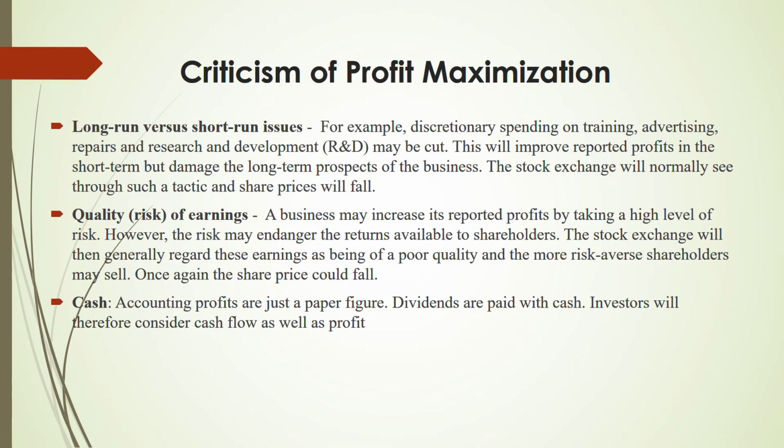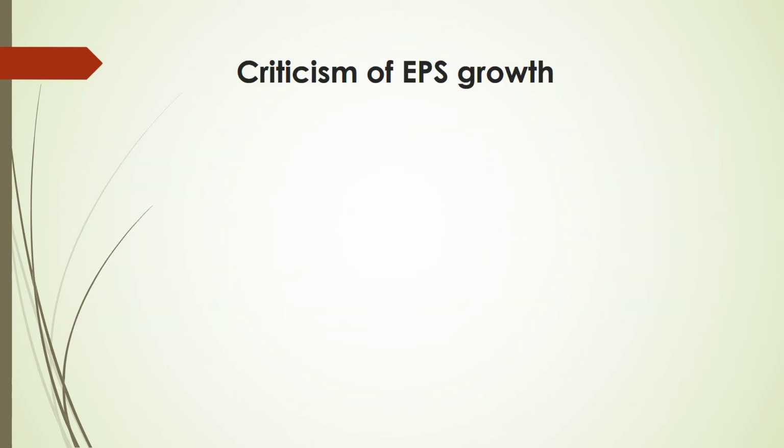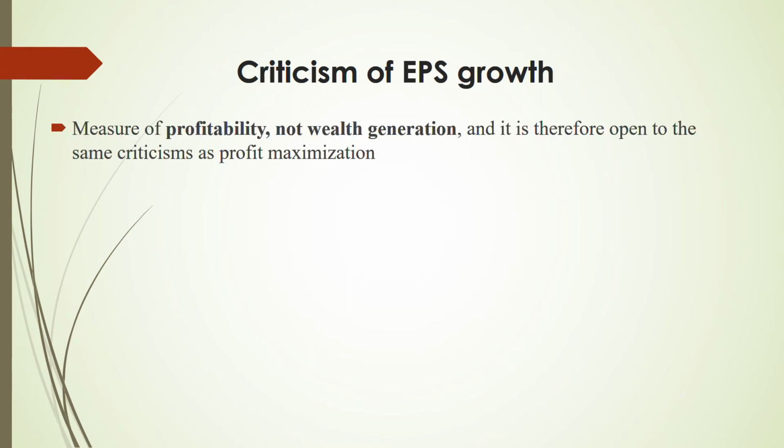Next, we are going to the criticisms of EPS. Most of the criticisms of EPS are similar to profit maximization, so you will not have an issue here. Number one, measure of profitability. Earnings per share growth is a measure of profitability. It is not wealth generation or wealth maximization. Therefore, since it is also profitability, it has the same criticisms as profit maximization. In the previous slide, you can see all the three: cash, risk, long term versus short term. So all these three will apply for EPS growth also. So nothing more for me to explain here.